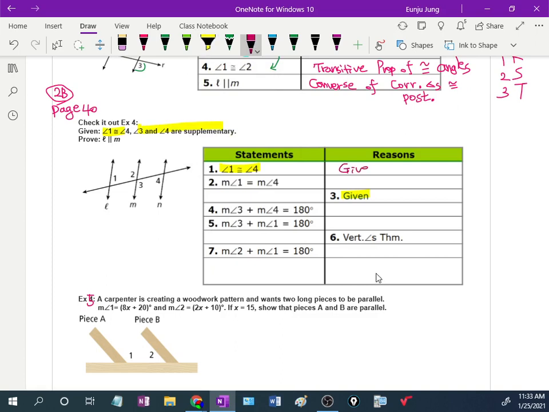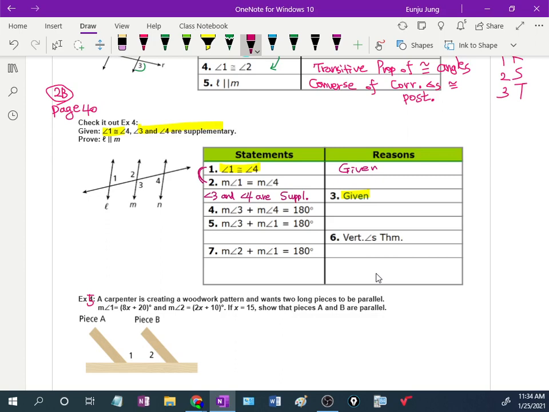So first one given, and let's go with the third one. Angle 3 and angle 4 are supplementary. SUPPL, that's enough. Supplementary angles, okay. Now let's see. Measure of the angle 1 is same as measure of the angle 4 on the second step. It is directly from number 1. How can I say measure of the angle 1 is same as measure of angle 4 from that given information?